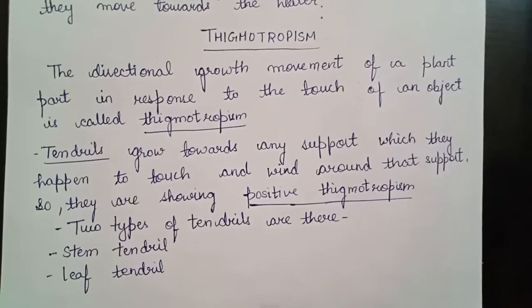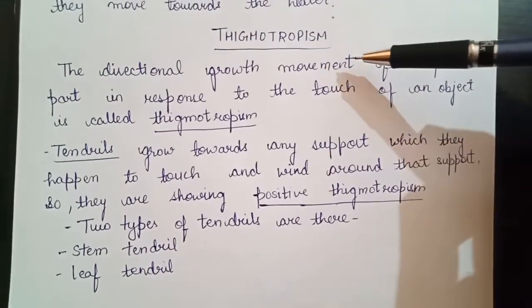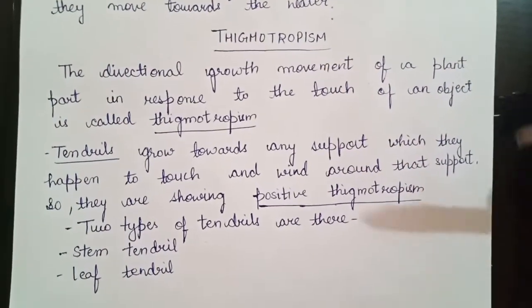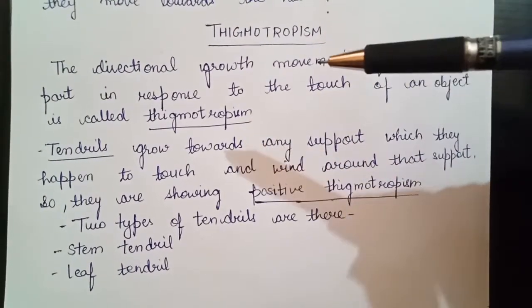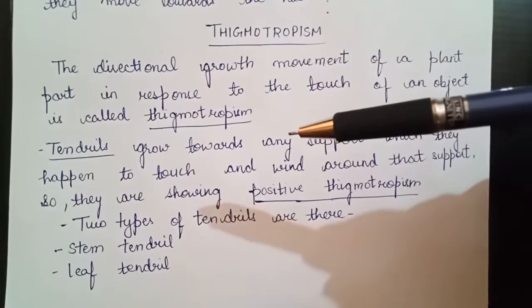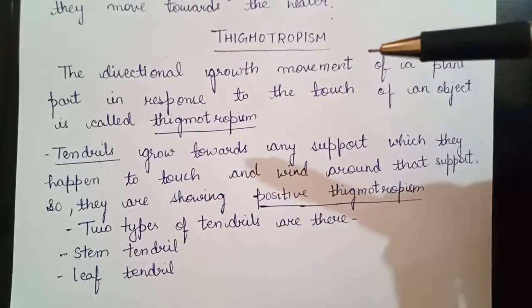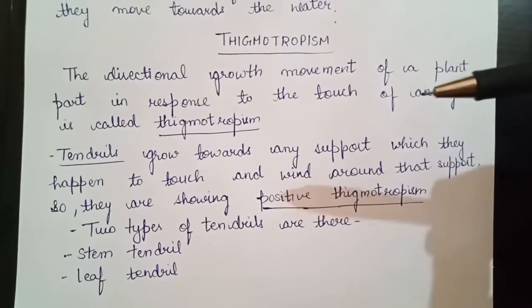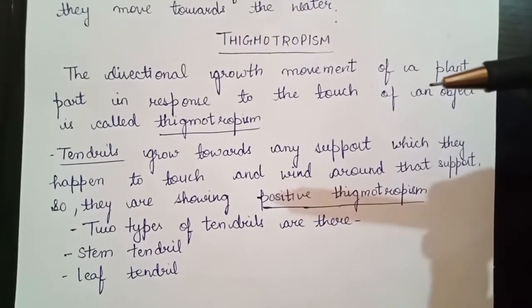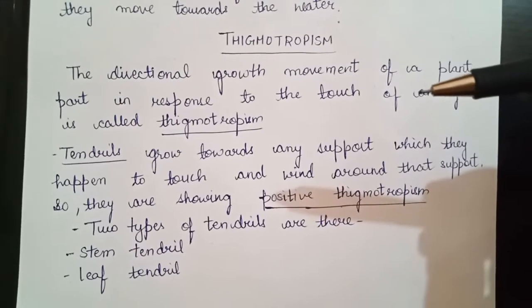Another type of tropic movement is thigmotropism. What is thigmotropism? Here the stimulus is touch, and the response of the plant is the bending of the tendrils when they come in contact with any object.